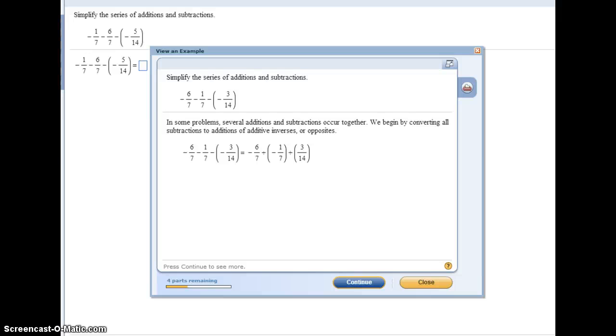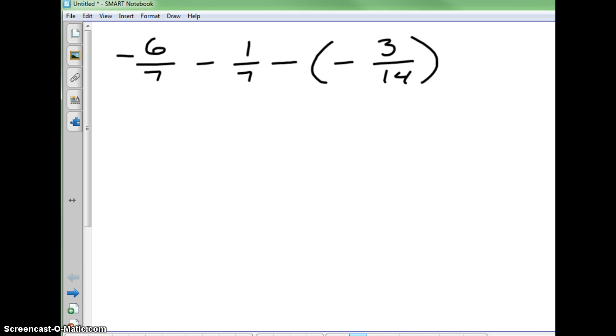This question has to do with the View an Example in section 1.6, number 20. So let's go ahead and look at that problem to begin with. It's negative 6/7 minus 1/7 minus a negative 3/14. So I've got that problem written down over here. And let's just go ahead and solve it, and then we'll compare it with the View an Example.